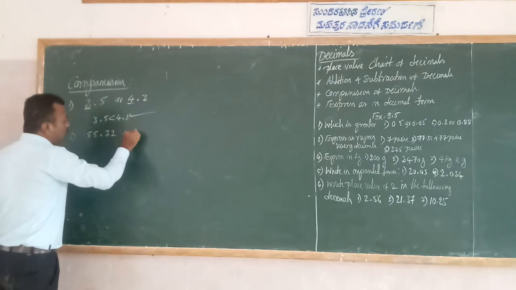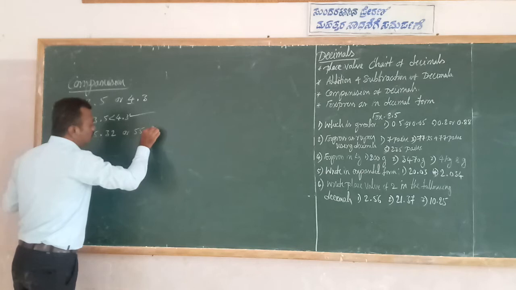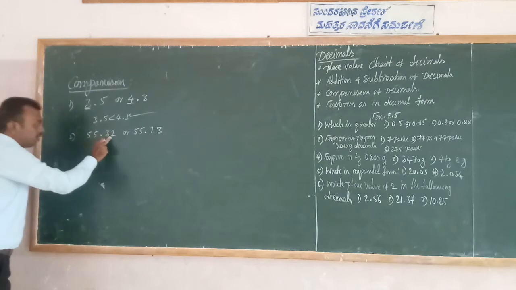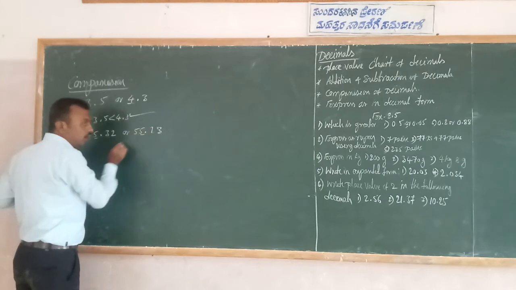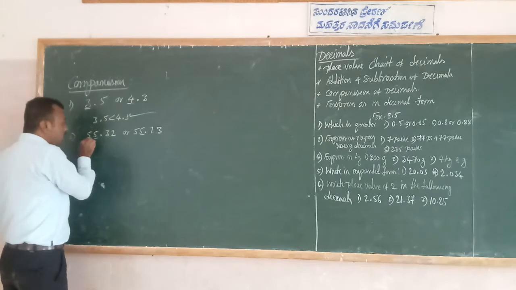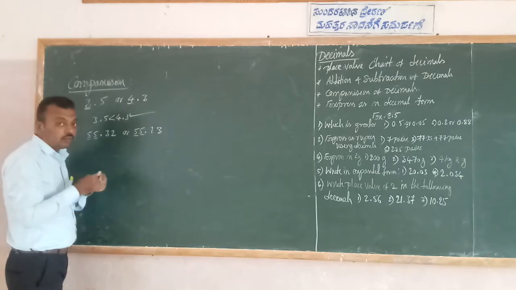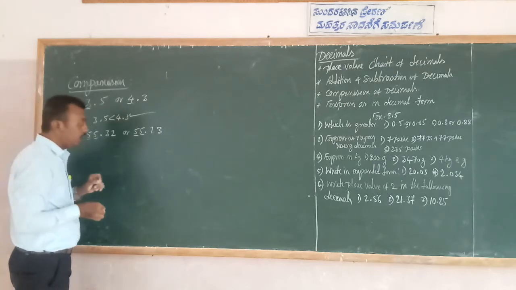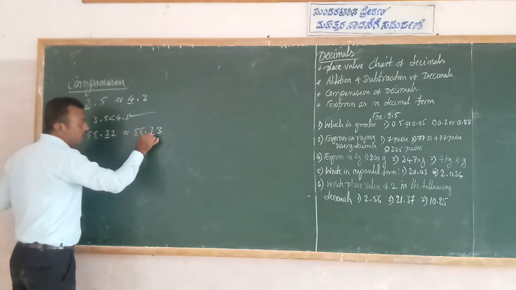Suppose like this. 55.32 or 55.13 is there. Here again you have to compare the ones place, they are the same. So we cannot find which is smaller and which is greater. In the next place, here also the same digit is there. Now also we cannot decide which is smaller and which is greater. Come to the 10th place. So here 3 is there, here 1 is there. Yes, 3 is greater than 1.